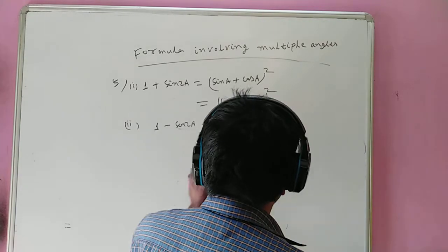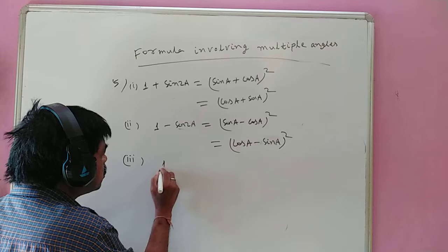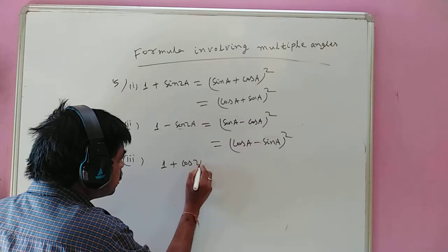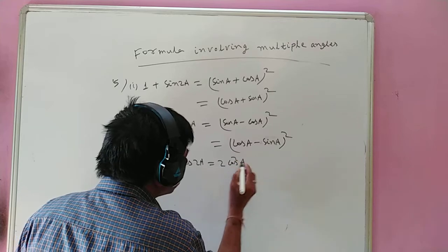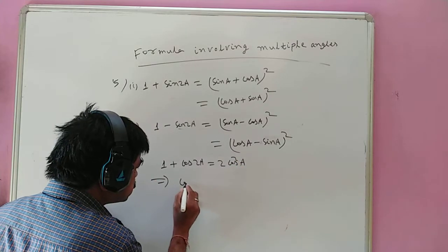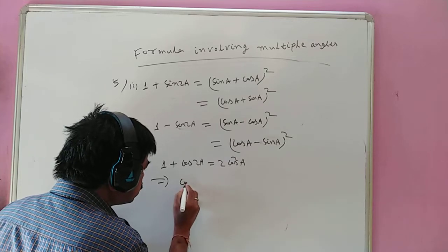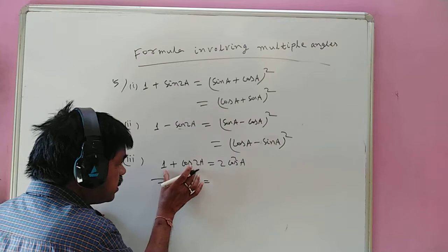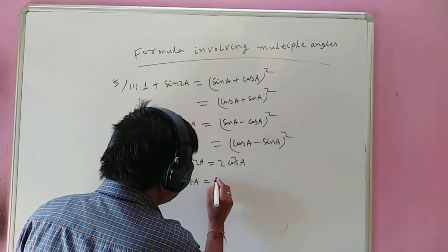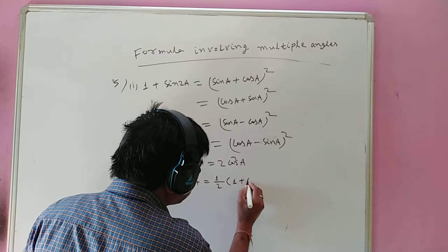Then the third bit is 1 plus cos 2A. What is 1 plus cos 2A? This will be 2 cos square A. From this, cos square A is equal to, these two divide here, so (1 plus cos 2A) by 2, or you can write 1 by 2 whole into (1 plus cos 2A).